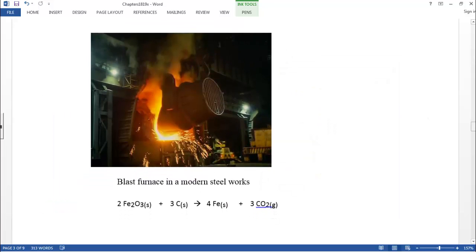Here's another example of a redox reaction. We have iron ore, also known as rust, Fe2O3, being mixed with carbon. And carbon exists in many forms. This form is probably charcoal or graphite, and probably not diamond. And in the reaction, you get iron metal and carbon dioxide, a gas. So how is this an oxidation reduction reaction?